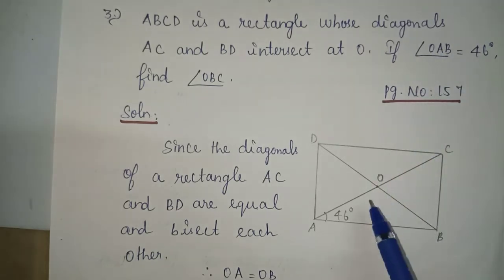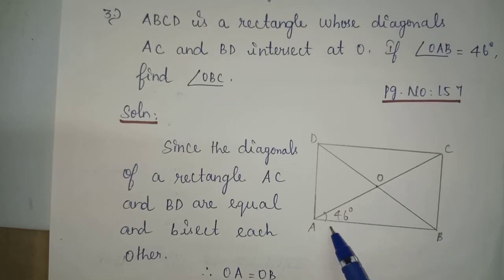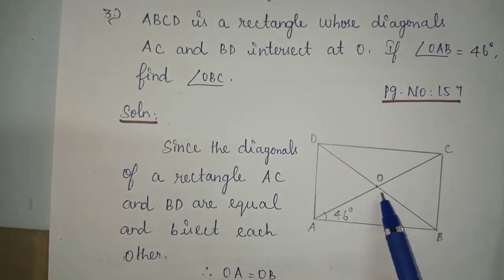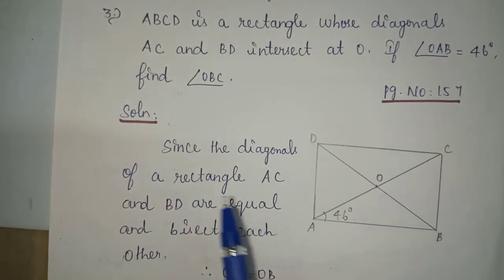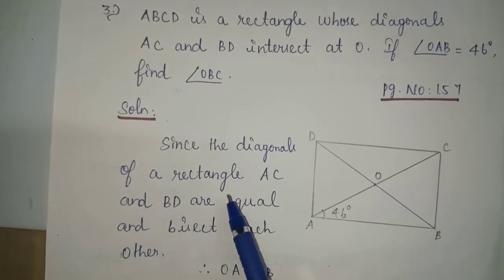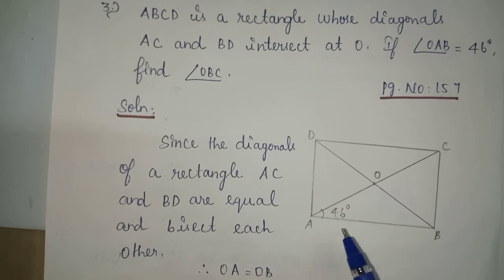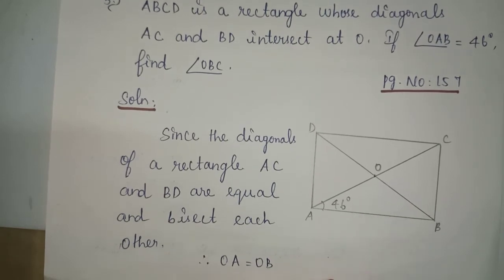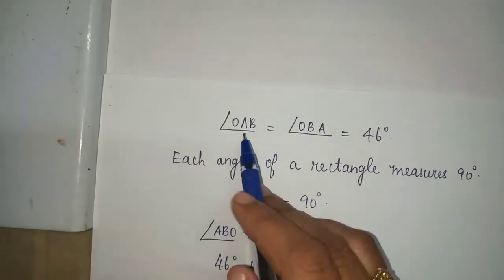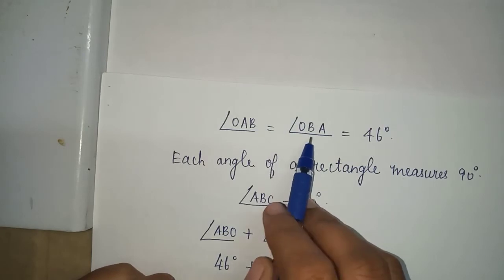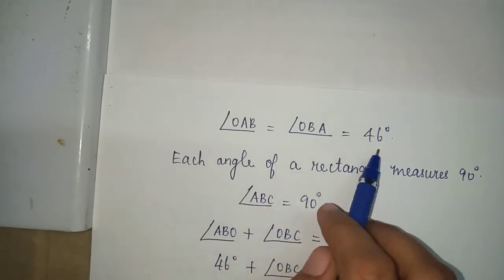Now OAB, this is the triangle you get. In this triangle OAB, angle A is 46 degree. You have to find the angle OBC. Since the diagonals of a rectangle AC and BD are equal and they bisect each other, OA is equal to OB. Angle OAB is equal to angle OBA is equal to 46 degree.